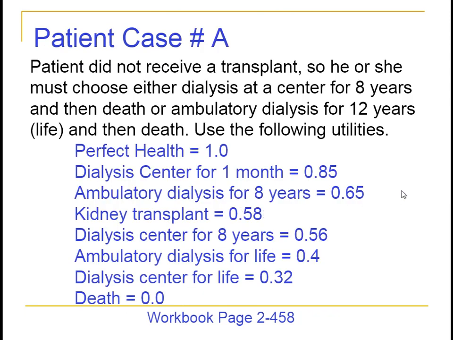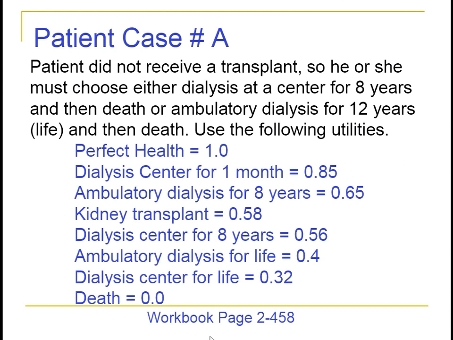So let's look at our patient case. The patient did not receive a transplant, so he or she must choose either dialysis at a center for 8 years and then death, or ambulatory dialysis for 12 years, which is considered to be life, and then death, using the following utilities. So you're using dialysis at a center for 8 years, which is 0.56 times the 8 years, plus 4 years of death at 0, which is equal to 4.48.